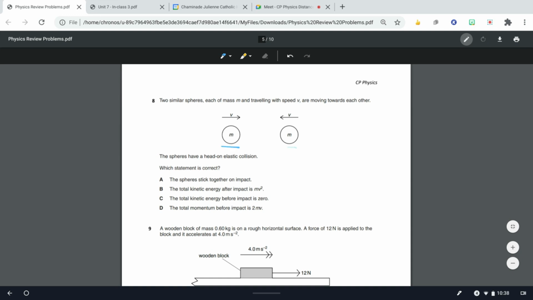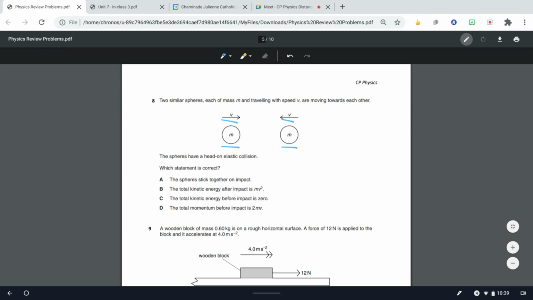Are these two objects moving in opposite directions before collision? No. Well, look at the velocity directions. They're moving in opposite directions, right? One's moving towards the right, the other one's moving towards the left.